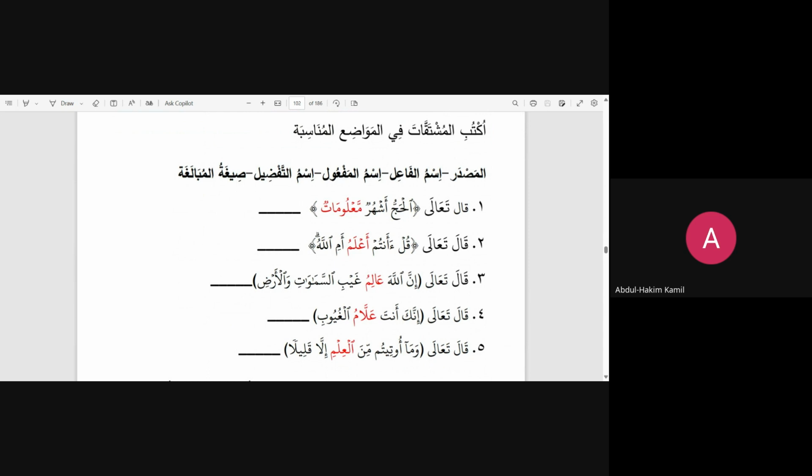Get the shajja. Al-Hajju ashhurun ma'lumatun. What is ma'lumat? It's a maf'ul. And why is it plural? Because ashhur is plural. You understand that? Harun, you understand that? What does that mean? Al-Hajj ashhur ma'lumat.